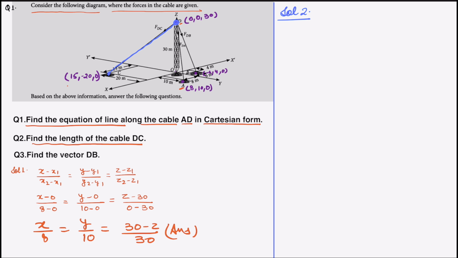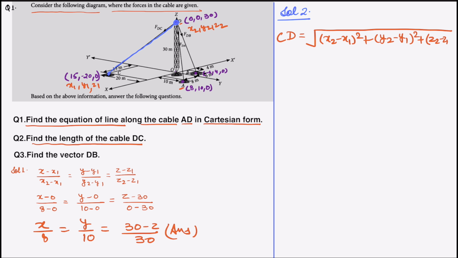Let's say this is x1, y1, z1, and this is x2, y2, z2. Whichever point you want to take as x1, y1, z1, you can take, and the other point will be x2, y2, z2. Okay, so we know the formula for the distance between these two points, CD: the square root of (x2 minus x1) whole square plus (y2 minus y1) whole square plus (z2 minus z1) whole square. From here we can write CD is equal to, now put the values.